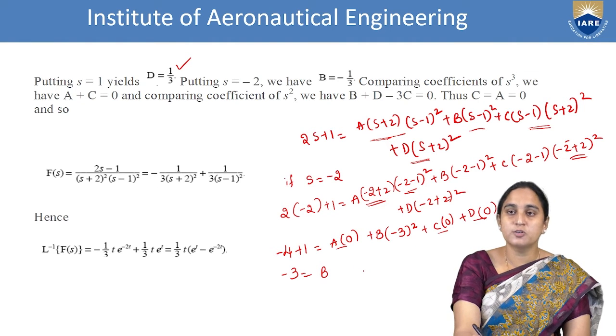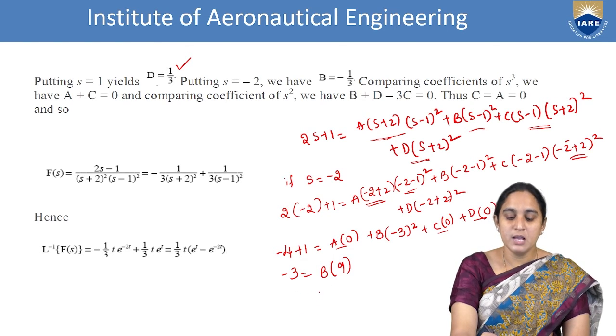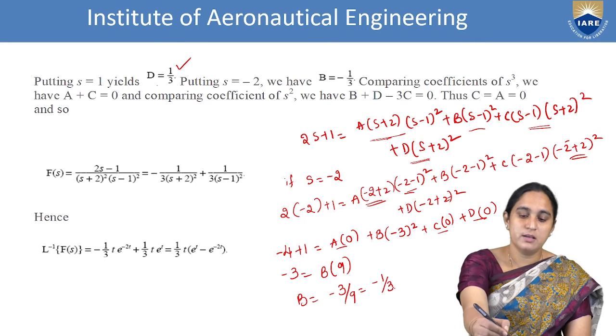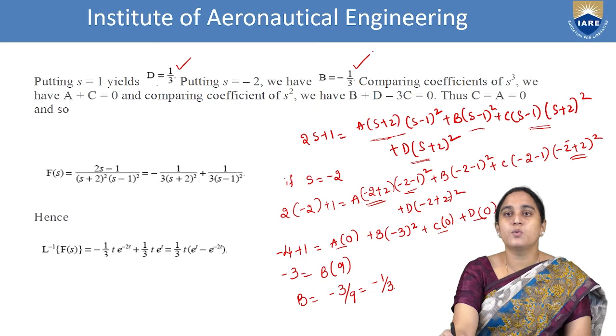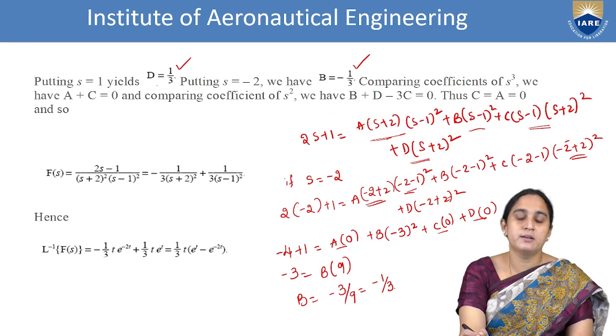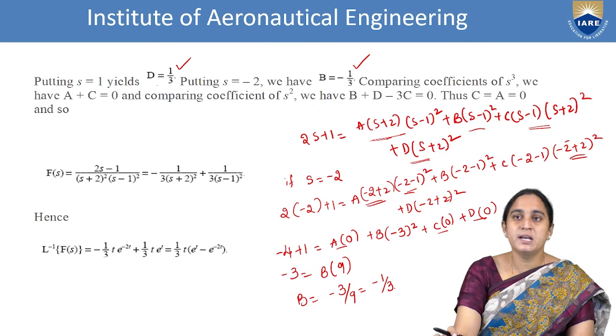In that case, we got only the B value. Here B of minus 3 square means that is 9. Minus 3 is equal to B of 9. Therefore, B is equal to how much? Minus 3 by 9, that is minus 1 by 3. Therefore, if we substitute S is equal to minus 2, we get B is equal to minus 1 by 3. If we substitute S is equal to 1, in that case we get D is equal to 1 by 3. Okay, now we got the unknown values of D and B.